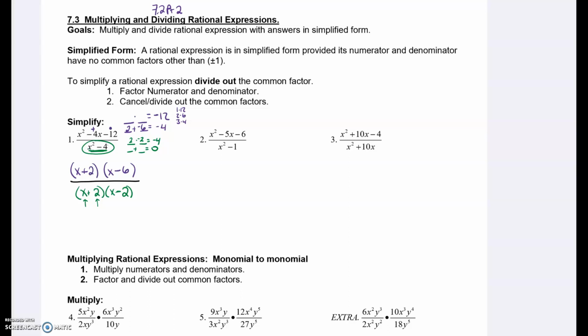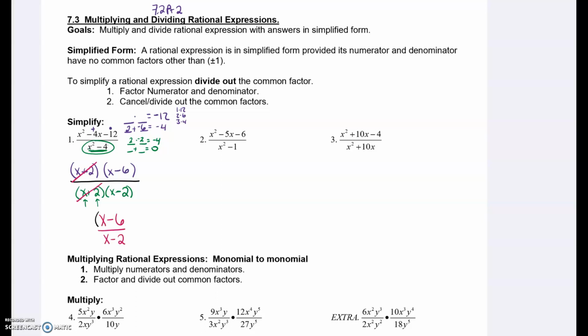Once we get the top and the bottom factored, you need to look for factors that are the same. The factors are the things that are being multiplied together. So the x plus 2 and the x plus 2 match. They cancel. And then we are left with our answer, x minus 6 over x minus 2.